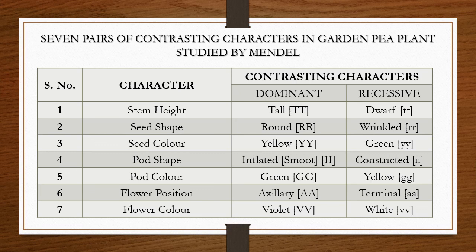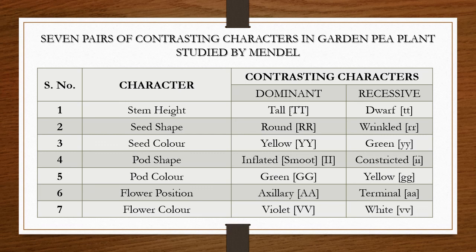Seed color: yellow, capital Y, and green is recessive, represented with small y. Pod shape: dominant is inflated or smooth, represented with capital I. The recessive character is constricted, represented with small i. Pod color: green is the dominant, represented with capital G. Yellow is recessive, represented with small g.